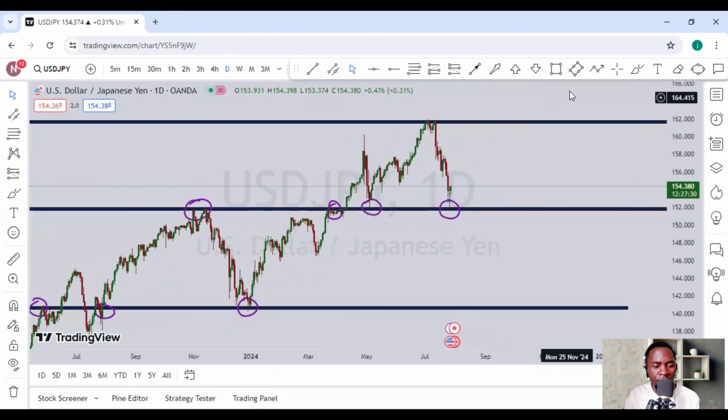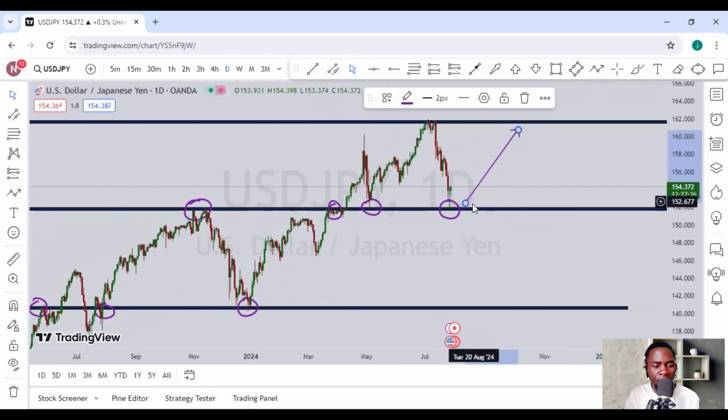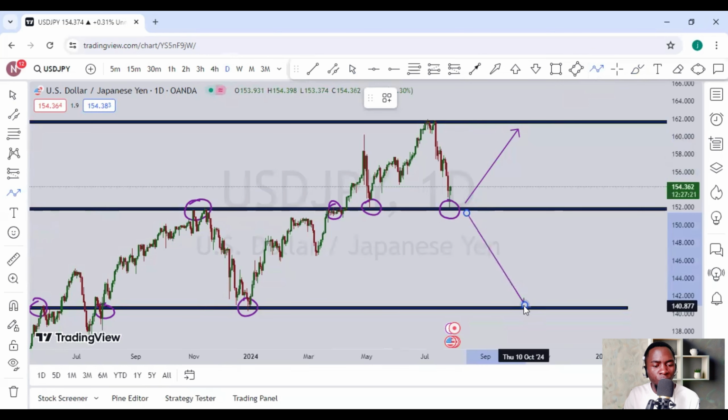So what I'm expecting is a 70% buy and 30% sell, because this zone is now a support. It's not a resistance, it's now a support. So I'm expecting this market to buy. But if the market does not give us a good buy setup and breaks to the downside, then I will sell. But as I told you, I'm expecting 70% buy and 30% sell.